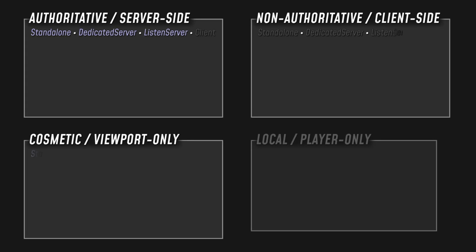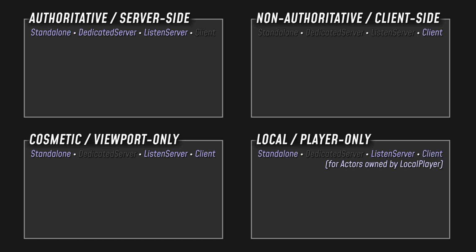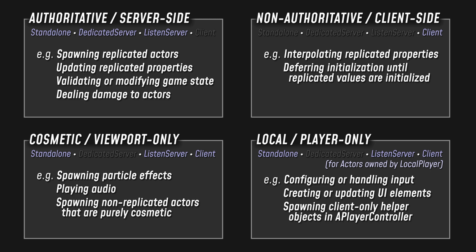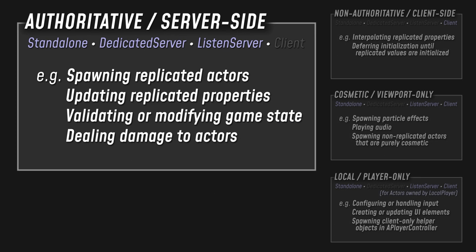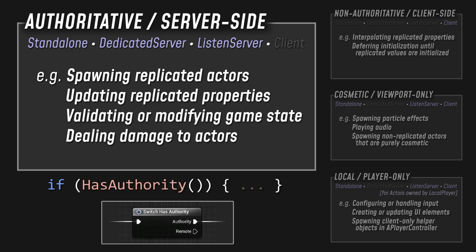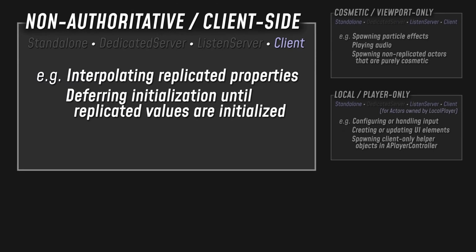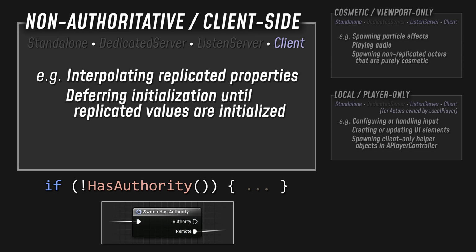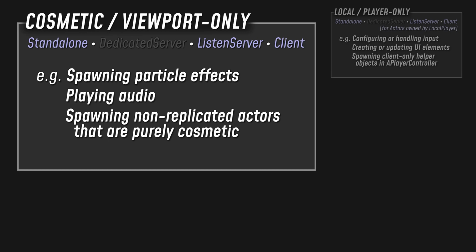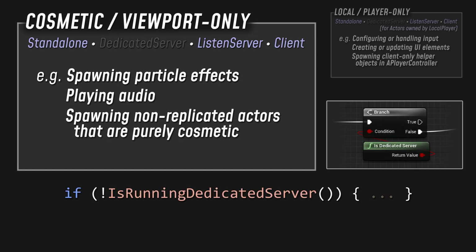When your code needs to support networking, it generally fits one of a handful of simple cases. Before you start getting lost in the low-level details, ask yourself if the functionality you're dealing with fits into one of these 4 buckets. If something needs to happen only on the server in multiplayer and also in single-player, put it behind a has authority check. If something's only necessary when running as a remote client, and therefore shouldn't run in single-player either, check that you don't have authority. There are some cases where you want to exclude dedicated servers specifically. In those cases, check is running dedicated server.